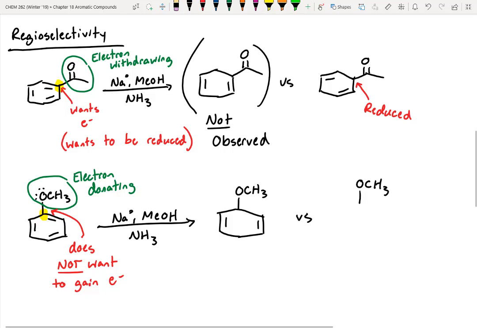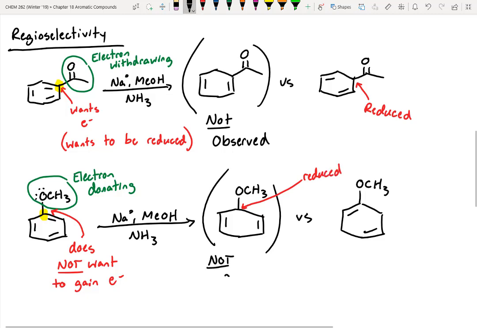Let me clean this up. I don't like that ring. All right, which of these must be the appropriate product? The first one or the second one? Second one, right? Because this one had a carbon that was reduced right there. So this first one is not observed. The second product would be the major product for this reaction.